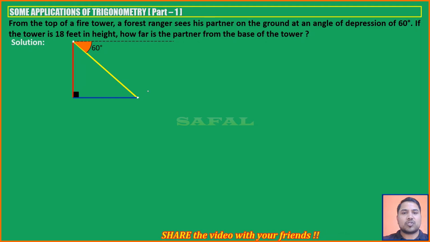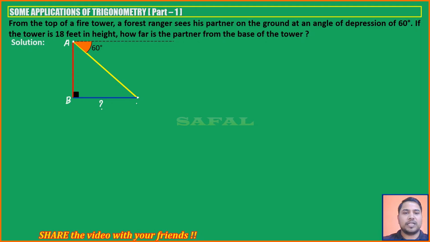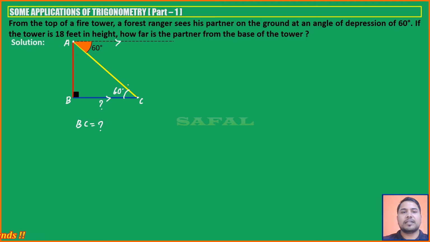Now what is asked to us? How far is the partner from the base of the tower? That means this blue line length is asked to us. So let me call this A, this point B and this point C. So in the question they are asking what is BC. So I know this horizontal is parallel to this horizontal, right? So here also I'll have 60 degrees. Why 60 degrees? Because of alternate interior angles.